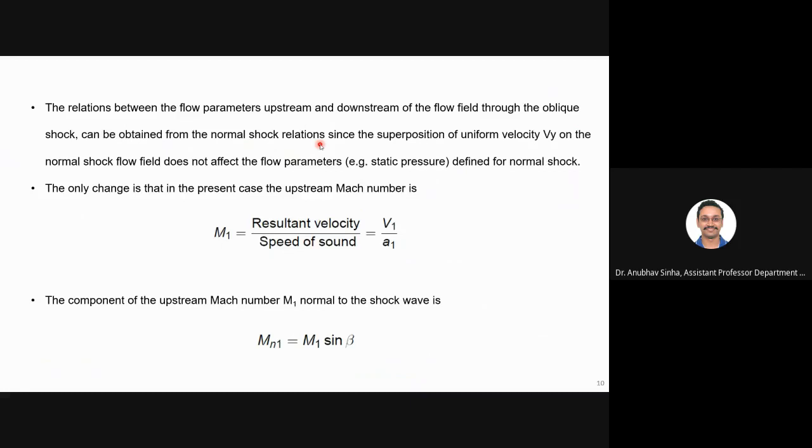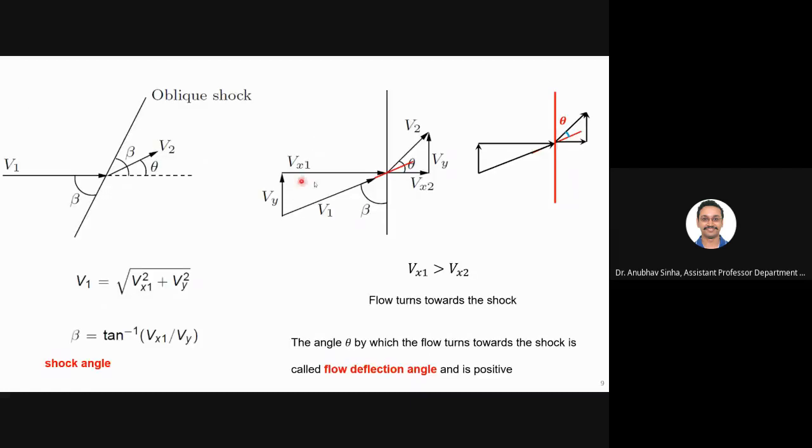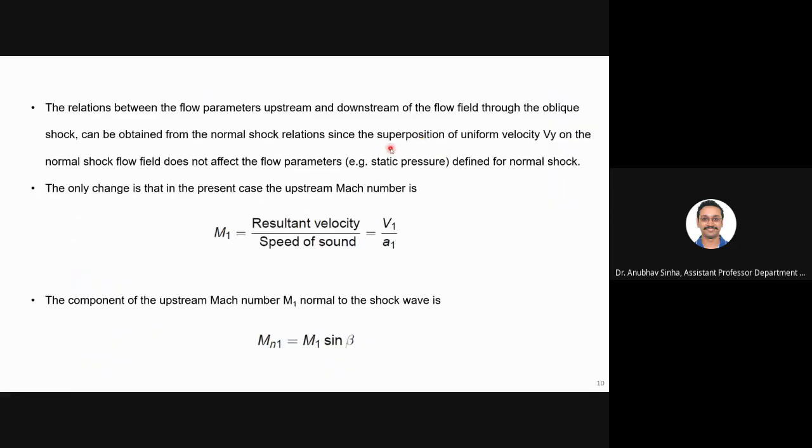Let us say the flow is coming at Vx and it is passing through a normal shock. So we can use normal shock relations to find conditions past this. And as I said, Vy will not change, so we need to retain it as Vy, and we can add both the vectors to get the resultant velocity V2. It says that superposition of a uniform velocity Vy on the normal shock flow field does not affect the flow. That's what is written here.